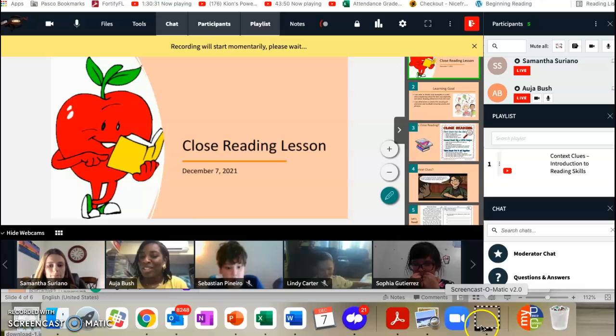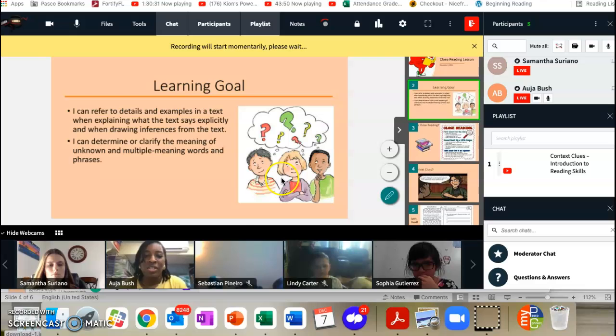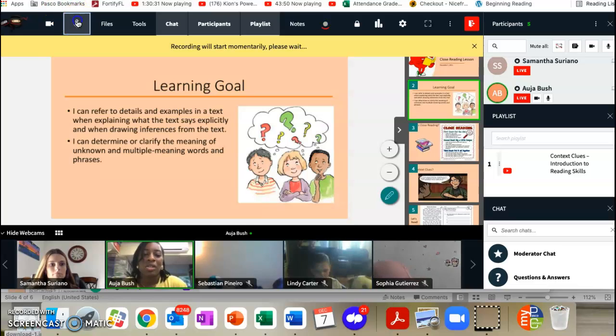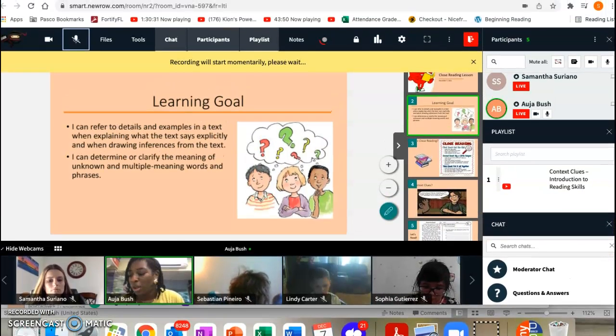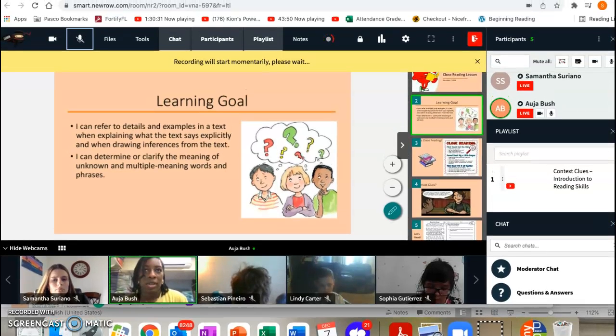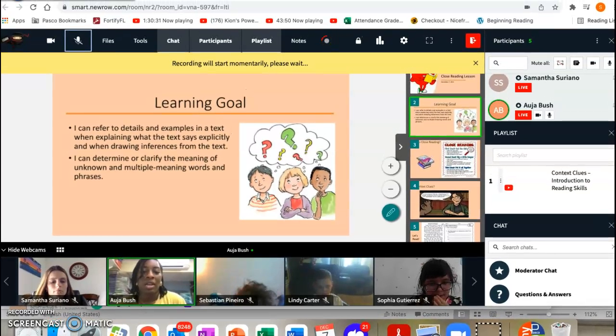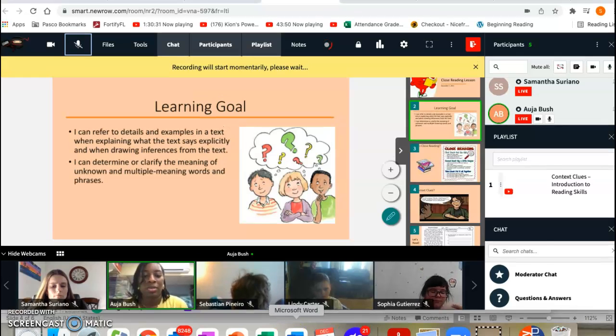So we will be doing a close reading lesson. Our learning goal for this lesson is: I can refer to details and examples in a text when explaining what the text says explicitly and when drawing inferences from the text. So that kind of deals with close reading. And we're also going to look at word identification. For that, the goal is to determine or clarify the meaning of unknown and multiple meaning words and phrases. So we'll talk a little bit more about what a close read deals with, as well as context clues.